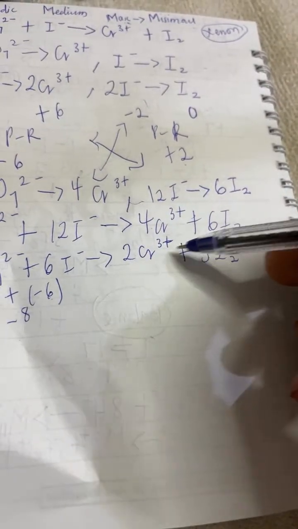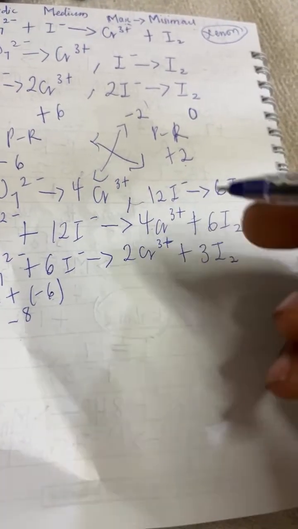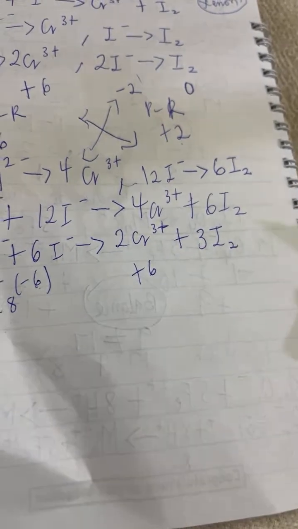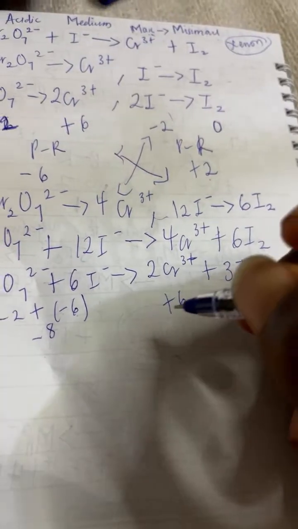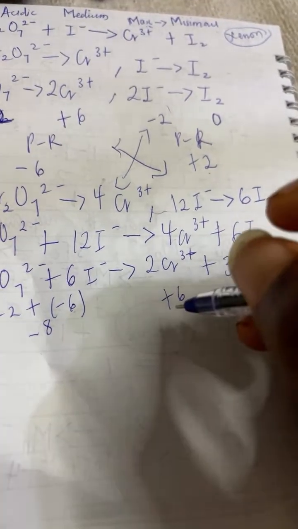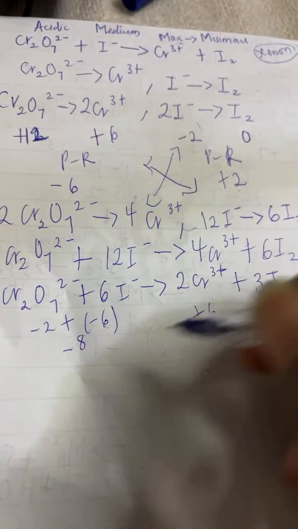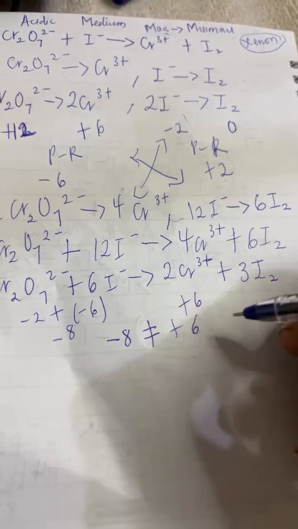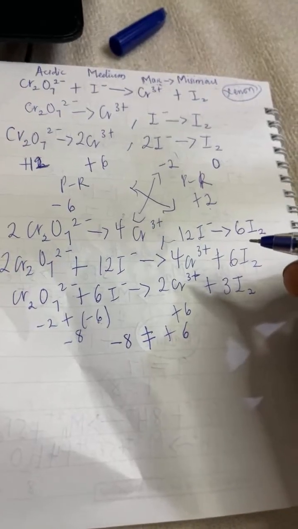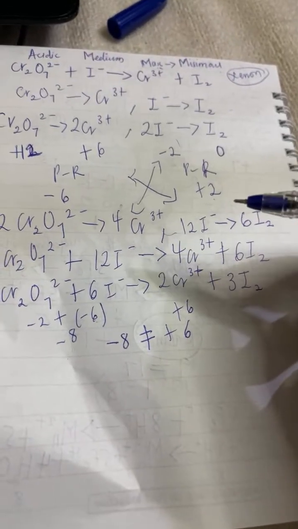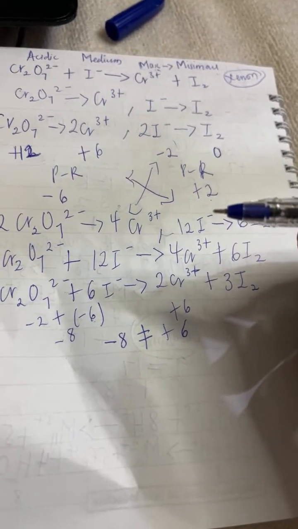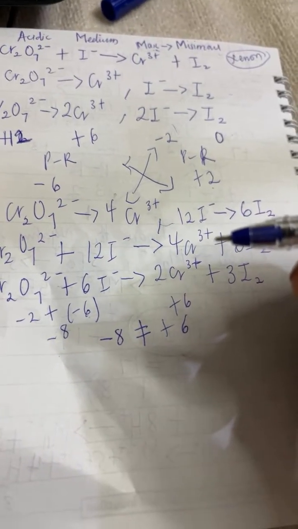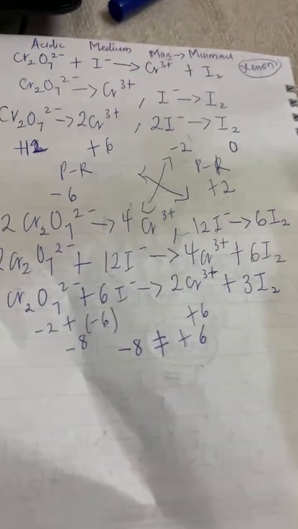At the product side, here you have 3 plus, so 3 times 2 gives you +6. This one is 0, and 0 times 3 is 0. So at the product side we have +6, and at the reactant side we have -8. So -8 is not equal to +6. Are they equal? They are not equal, right? So what do we have to do? We need to elevate one of them. You know we are balancing in acidic medium. In acidic medium, what do we normally add?